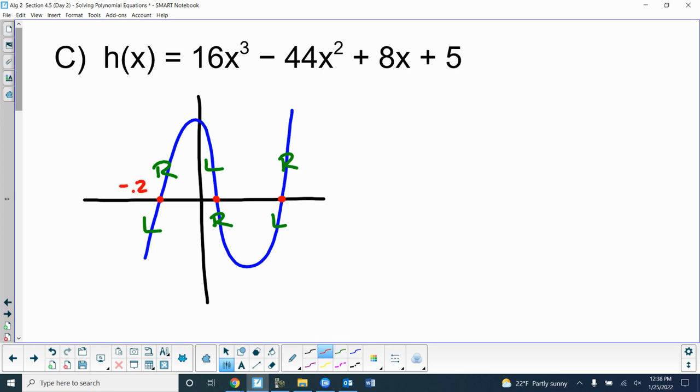Negative 0.25, positive 0.5, and positive 2.5. Okay? Those won't show up in your table because your tables are set up with whole numbers, right? I would always check the table first to find the whole number ones. When they're fractions like this, you're going to have to do second trace stuff.